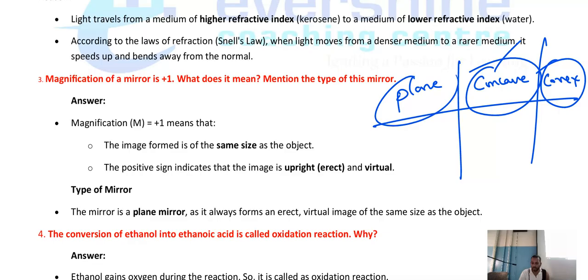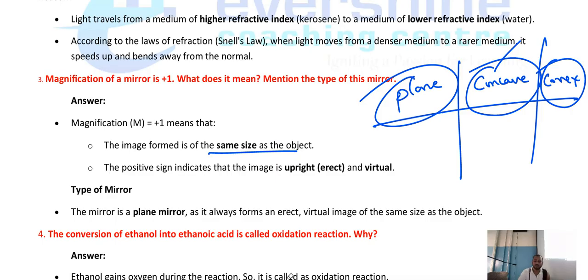Good. So here, for a plane mirror, magnification is +1. What does it mean? It shows that the image is of the same size. And here positive indicates that the image is upright, erect and virtual.